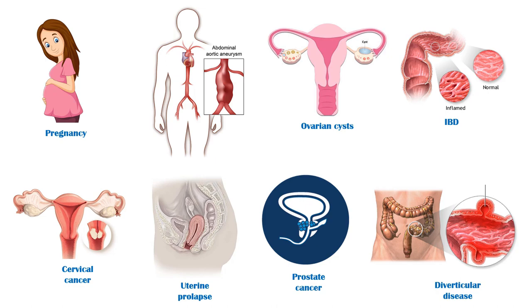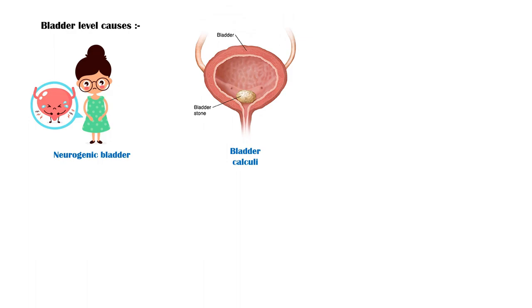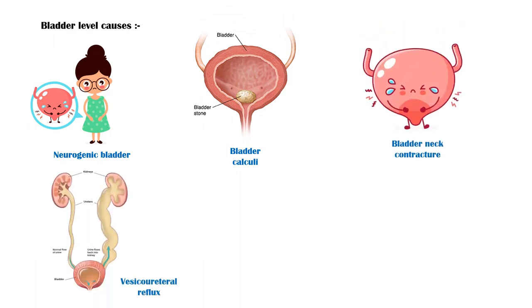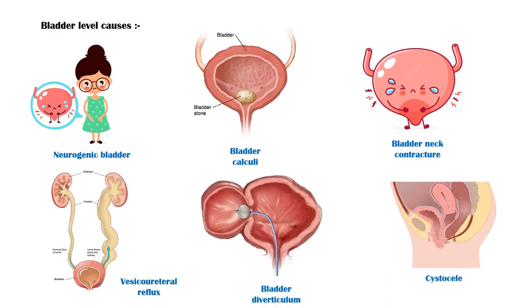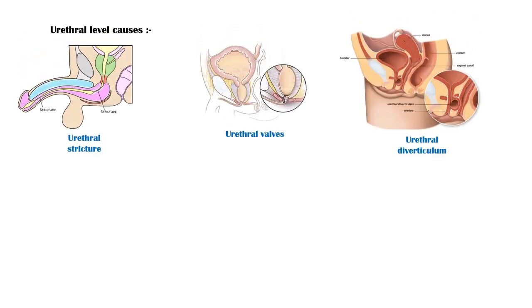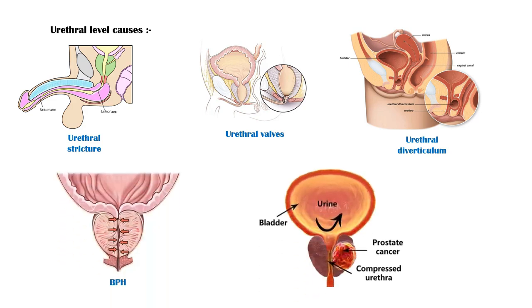diverticular disease. Some bladder-level causes include the following: neurogenic bladder, bladder calculi, bladder neck contracture, vesicoureteral reflux, bladder diverticulum, and cystocele. Some urethral-level causes include the following: urethral stricture, urethral valves, urethral diverticulum, benign prostatic hyperplasia, and prostate cancer.